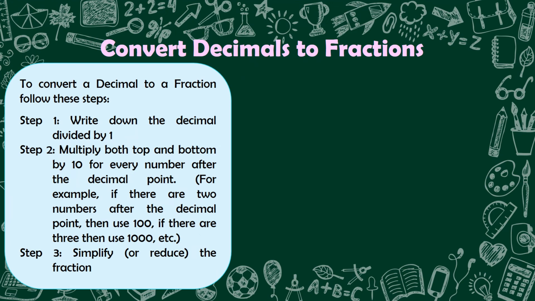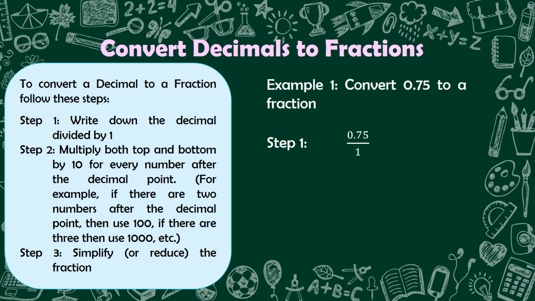Now let's apply these following steps. For example 1, convert 0.75 to a fraction. Step 1. Simply write 0.75 over 1. Step 2. We will multiply both the numerator and the denominator by 100. 0.75 times 100 is equal to 75, and 1 times 100 is equal to 100.